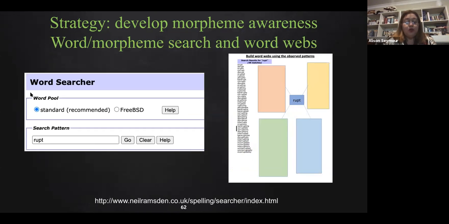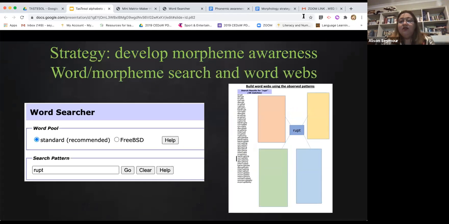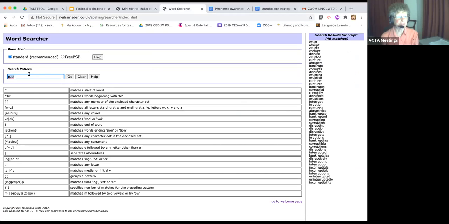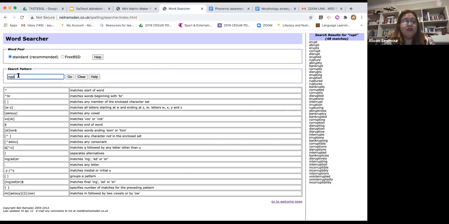Also, you can do a word search. And I'll just show you what that looks like. So I'm going to the word searcher. Can you all see the word search? Yep, okay, great. So for example, here I just typed in rupt, which is a morpheme that, depending on what you're teaching, you might think, okay, I'm going to explore this in more detail. You press go, and then it comes up with all of this list here, and you can see erupt, abrupt, erupts, corrupt, all the different words that contain rupt.